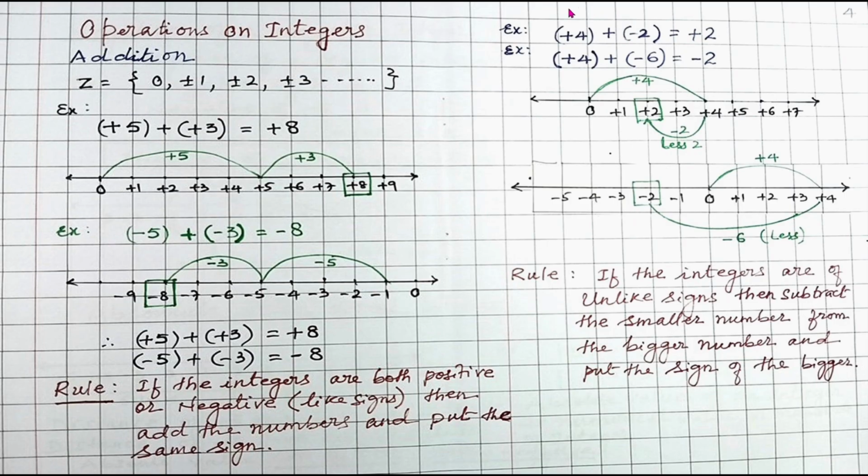Now what is the conclusion here? If you observe, the signs of plus 4 and minus 2 are unlike signs, and therefore the procedure is to subtract the smaller number 2 from the bigger number 4. When you subtract 2 from 4, you get 2, and put the sign of the bigger number. Here the 6 has a minus sign, and 6 is greater than 4. Subtract 4 from 6, we get 2, and put the sign of the bigger number. Therefore the rule is, if the integers are of unlike signs, then subtract the smaller number from the bigger number, and put the sign of the bigger.